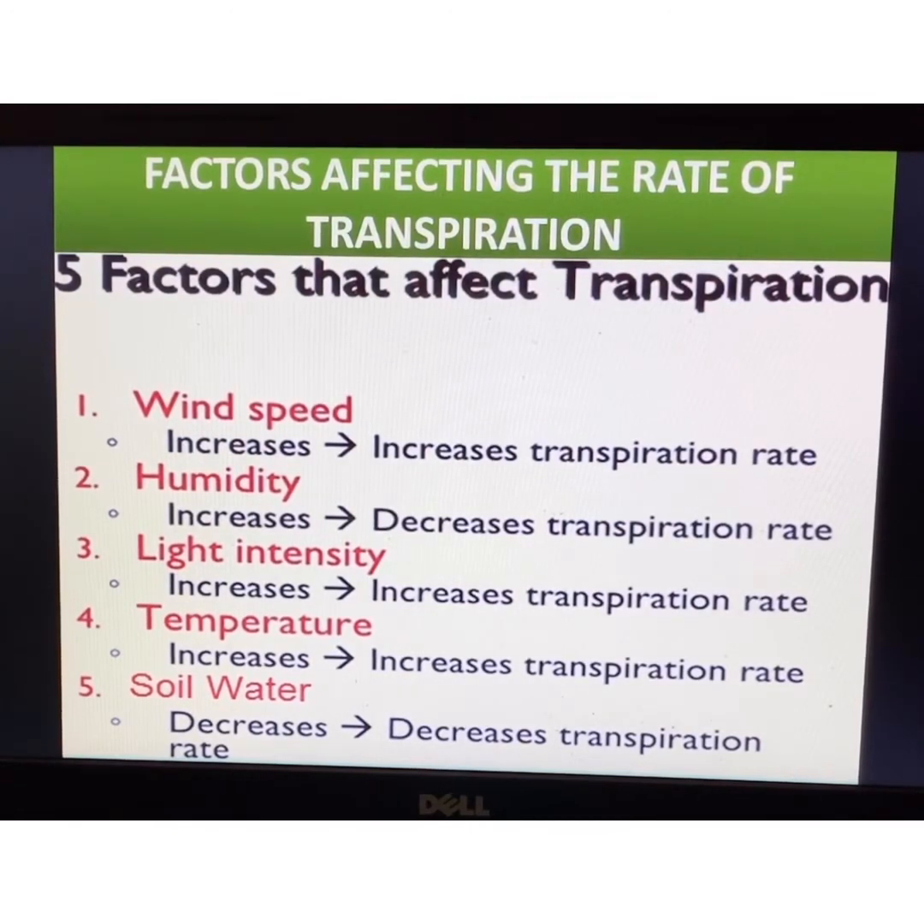Midday or noon, not mid-noon. You will see that when the heat is at its peak in summer months, many leaves, especially of smaller plants, droop down. That is because they have lost a lot of water in the process of transpiration. Is that clear?